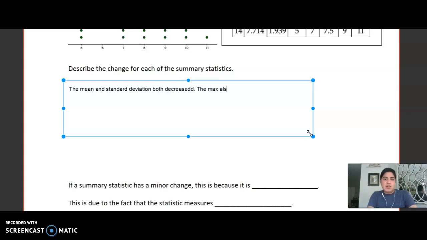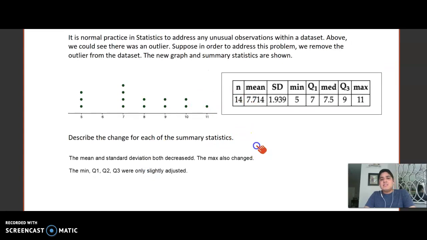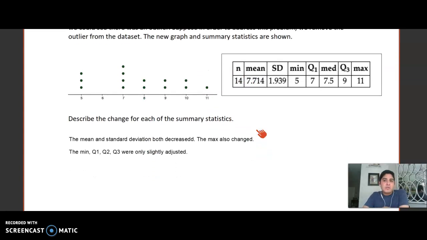The max also changed. Whereas the min, Q1, Q2, Q3 were only slightly affected or slightly adjusted. Now, thinking about this, we've changed some of the unusual features, but now that the extreme value has been removed, most of the data is going to be closer together, so that's going to change our spread of the data and could possibly change the center of the data.